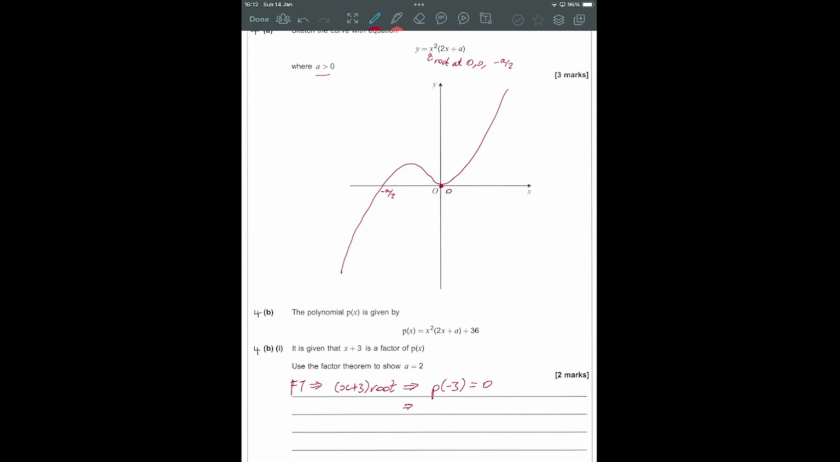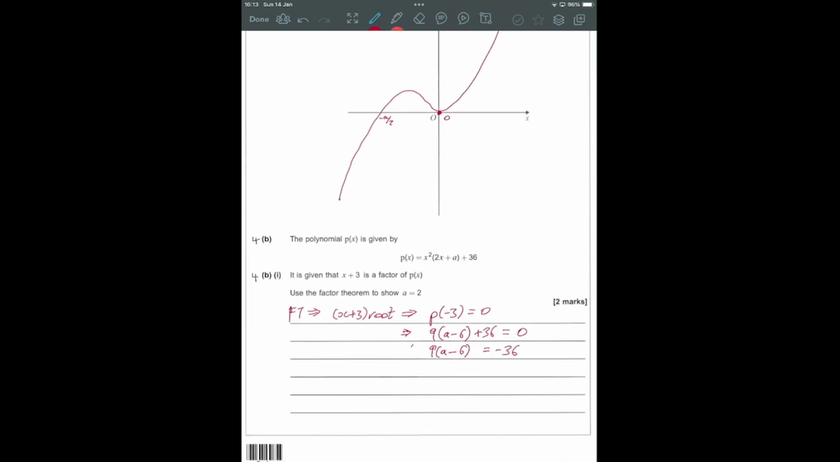So let's solve that equation. Subbing in negative 3, that's going to be 9 lots of a minus 6. I've subbed in the negative 3 onto the left-hand side. Plus 36 equals 0. So 9a minus 6 equals negative 36. It is a show that question, so I should have done this step a little bit slower. I'm not going to expand the bracket. I'm going to divide by the 9 and then add the 6. And we get a equals 2 as required. I'm not worried too much about that extra step because it was only worth 2 marks.